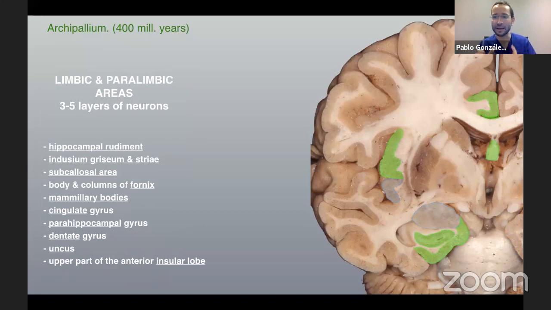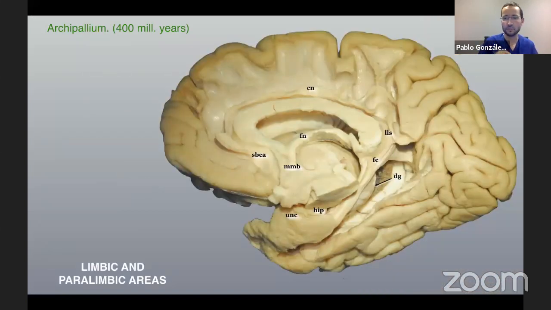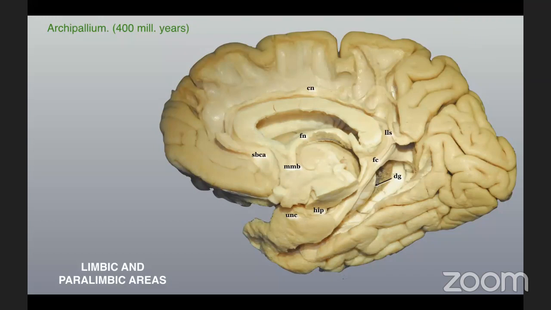Let's go to the archipallium, which appeared a little bit later. These are the so-called limbic and paralimbic areas in our brain, which are mainly composed of the cingulate gyrus, parahippocampal gyrus, and some specific parts of the intraventricular anatomy, such as the fornix, and also some paralimbic areas, which means that they are not in the midline, but in between the neocortex and the midline. These are the areas which we can find in the anterior lobe of the insula. So you can see the insula has archipallial and paleopallial areas. This is the medial view of the hemisphere, where we can understand how these limbic areas are wrapping around the ventricular system and the thalamic regions.